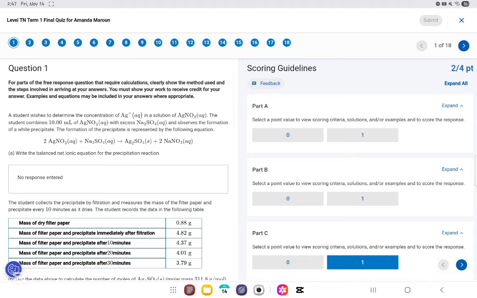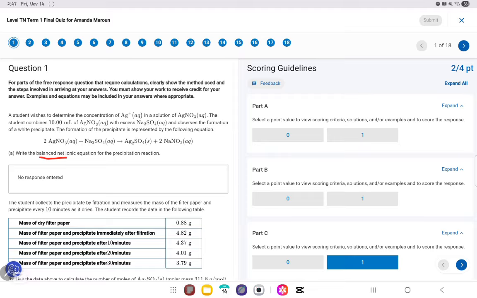In question 1, it says, a student wishes to determine the concentration of Ag+ aqueous in a solution of AgNO3 aqueous. The student combines 10 milliliters of AgNO3 aqueous with excess Na2SO4 aqueous and observes the formation of a white precipitate. The formation of the precipitate is represented by the following equation. They want the balanced net ionic equation.